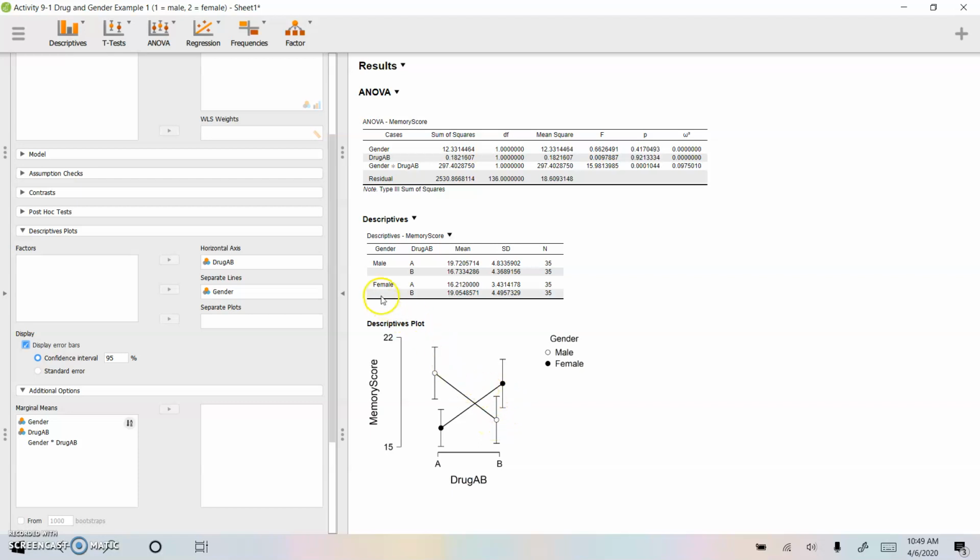Or is that difference likely to be due to sampling error? We also want to look at for females. So for females, is this difference between 16.2 with drug A and 19.05 with drug B likely to be due to sampling error? Right?